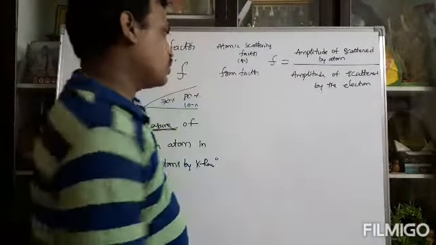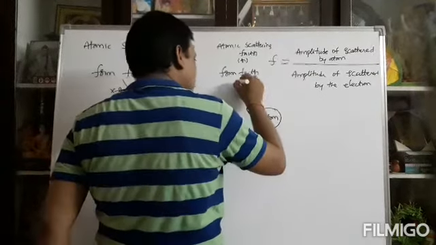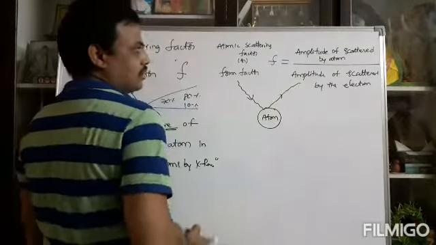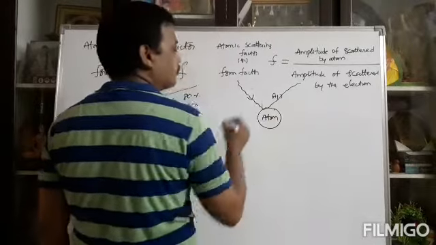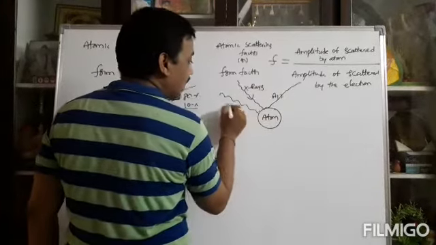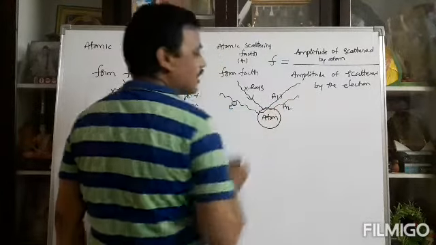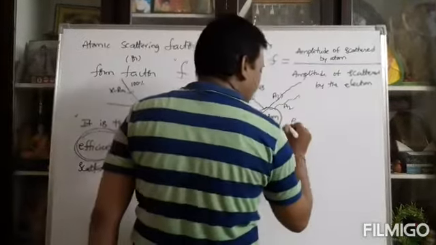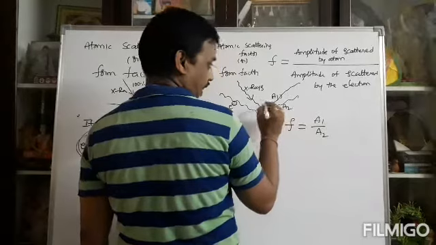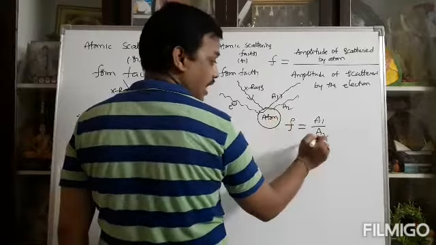So what is that? You can take one atom like this. This is atom. First you can incident the X-rays. How much amount is diffracted? That amplitude can be taken as A1 by using X-rays. At the same atom, you can incident some electron beam. This electron beam is also diffracted like this. That amplitude can be taken as A2. So, that form factor can be represented by A1 by A2. A1 is diffracted X-rays with an amplitude A1. A2 is diffracted electron beam with an amplitude A2.